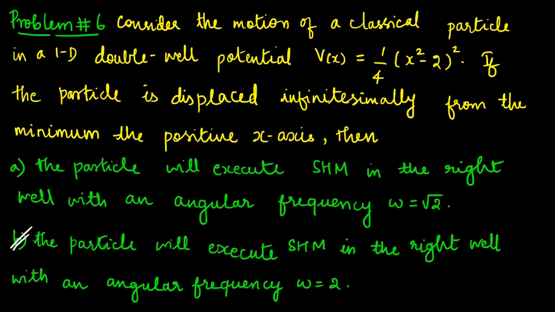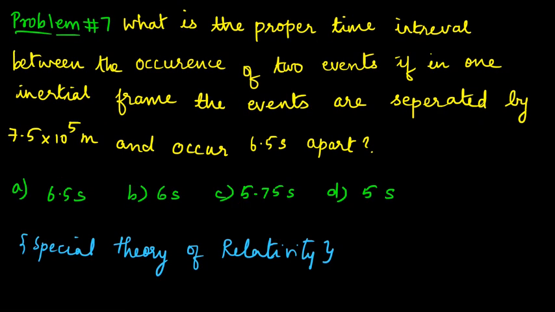Let us see our next problem, the last problem, which is again from the special theory of relativity. Here, we have been asked what is the proper time interval between the occurrence of two events if in one inertial frame the events are separated by 7.5 into 10 power 5 meter and occur 6.5 seconds apart. So there are two events occurring in one inertial frame, and the time difference between the occurrence of the two events is 6.5 seconds. So I have to find the proper time interval with respect to the other frame.